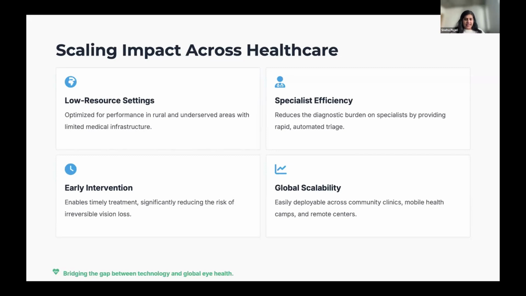And finally, the solution is inherently scalable because it builds on widely available devices like smartphones. And it can be deployed across diverse healthcare settings without the heavy infrastructure. So at a high level, it'll help us shift eye care from reactive treatment to a more proactive screening situation. So moving on to the next slide.